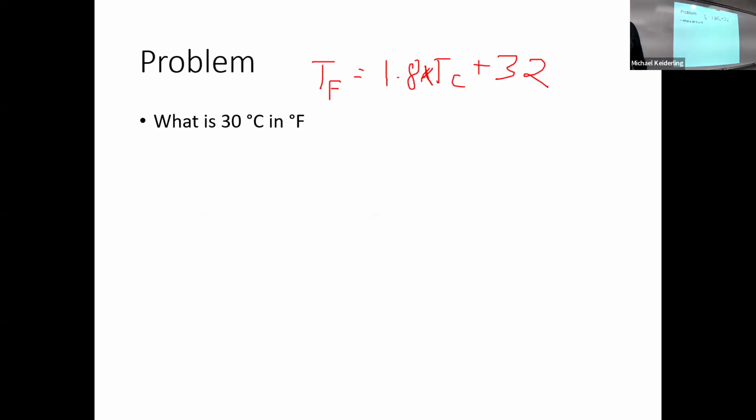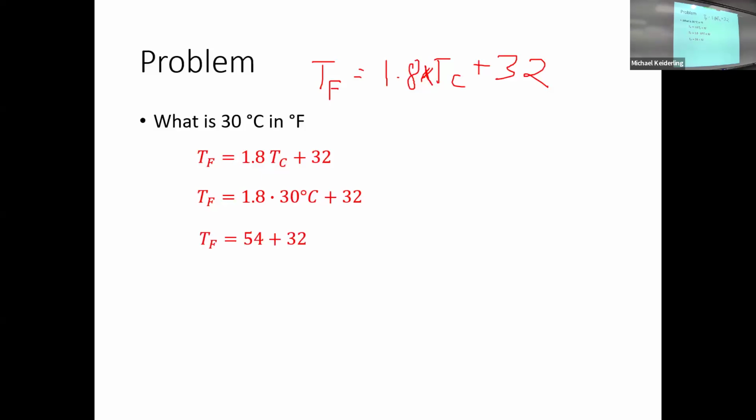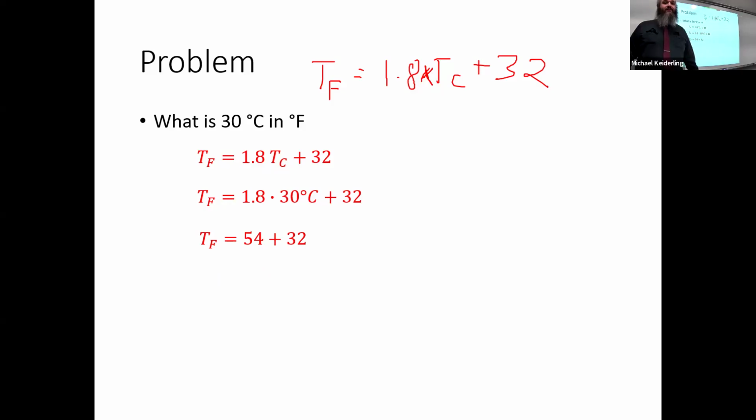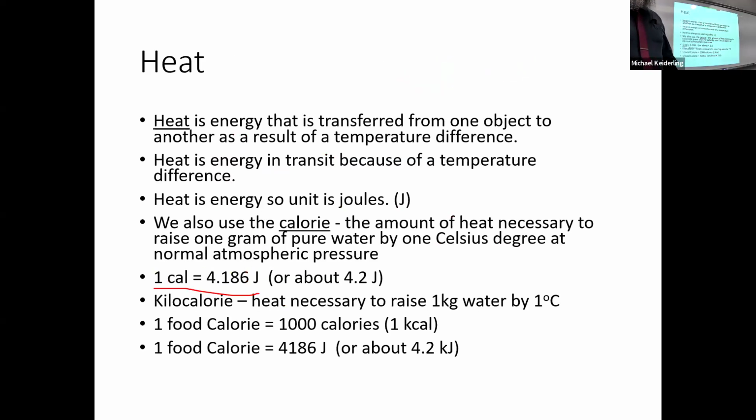So here's an example problem. What's 30 degrees Celsius in Fahrenheit? Temperature in Fahrenheit is 1.8 times temperature in Celsius plus 32. 1.8 times 30 plus 32 gives you 54 plus 32, or 86 degrees Fahrenheit. For Fahrenheit degrees and for Celsius degrees, you need the degree symbol. It's actually optional for Kelvin. So Kelvin can be written as just a capital K as a unit.